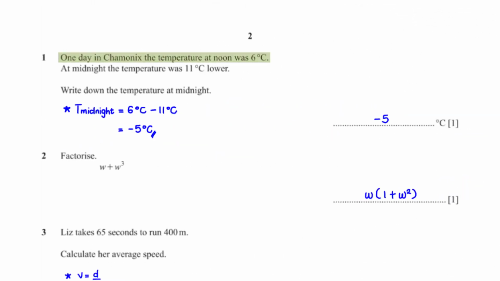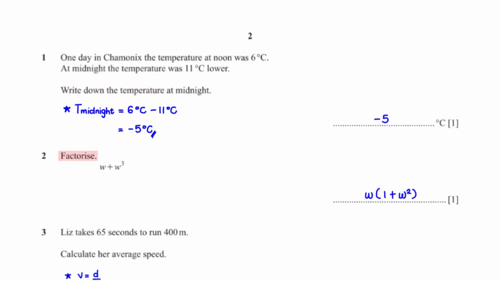One day in Chamonix, the temperature at noon was 6 degrees Celsius. At midnight, the temperature was 11 degrees Celsius lower. Write down the temperature at midnight. To get the temperature at midnight, we simply subtract 11 degrees Celsius from 6 degrees Celsius, which is equal to -5 degrees Celsius.